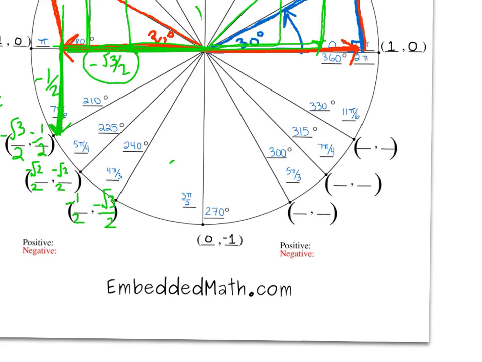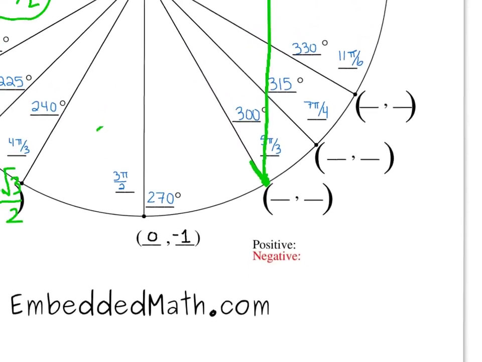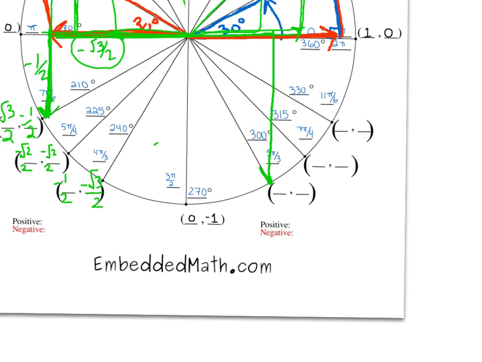Okay, let's go ahead and take a look at this 300-degree rotation. For the 300-degree rotation, I go to the right a half and down radical 3 over 2. We're going to the right a half, and we're going down radical 3 over 2. For this 315-degree angle, I go right radical 2 over 2, and I go down radical 2 over 2. And to get to this point, I go right radical 3 over 2, and I go down 1/2.